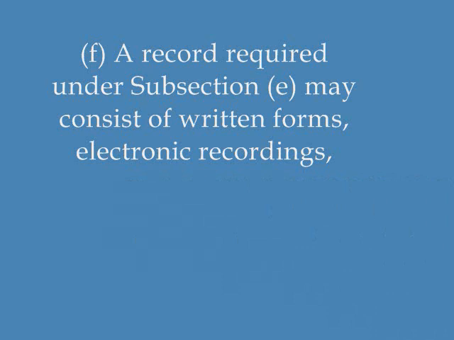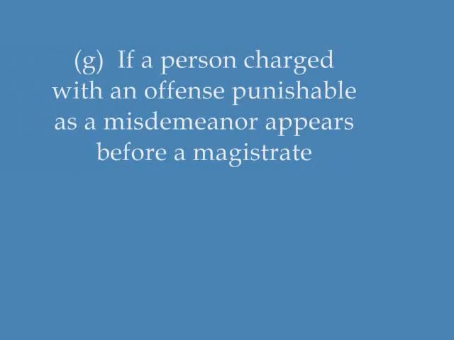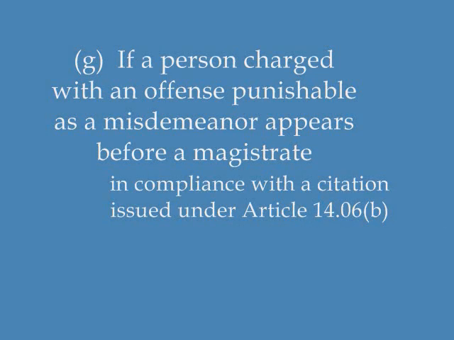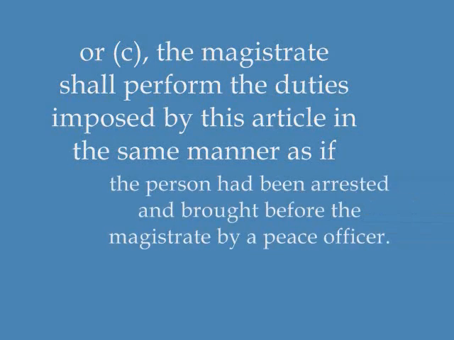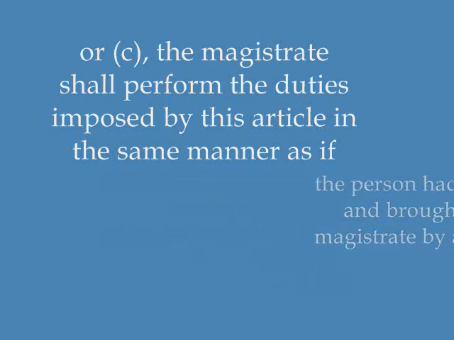Now let's go to G. G is where this gets interesting for us. If a person charged with an offense punishable as a misdemeanor appears before a magistrate in compliance with a citation issued under Article 14.06(b) or (c), the magistrate shall perform the duties imposed by this article in the same manner as if the person had been arrested and brought before the magistrate by a peace officer.